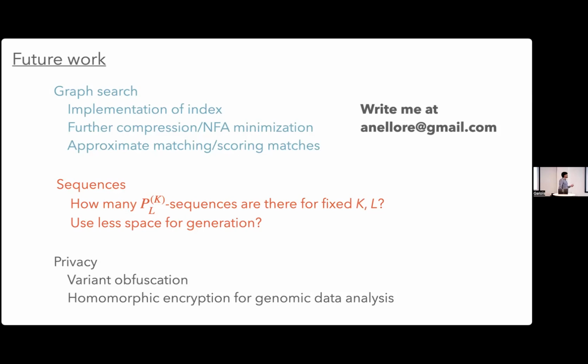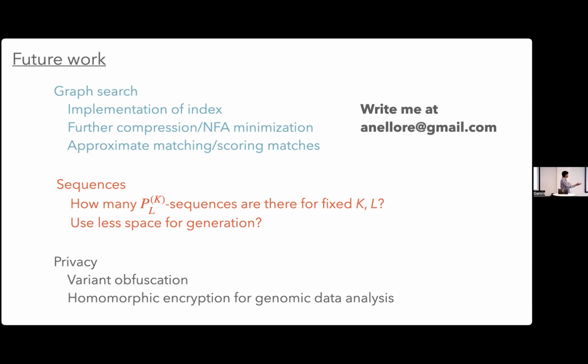We could also try to use less space for generation. I provided an O of L log K space algorithm, but de Bruijn sequences can be generated in constant space per additional character. So there's a lot of room between these two extremes, and you might think of an entirely different framework for constructing PKL sequences.